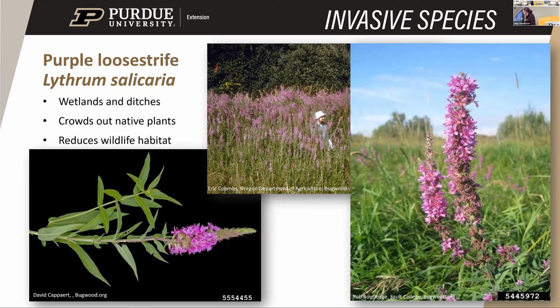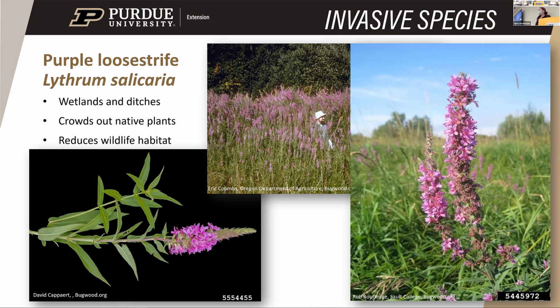Purple loosestrife is our next one. Often found in wetlands and ditches. It was introduced for use in landscaping and for bees and was inadvertently spread from the ballast water of ships. So that happens. And it escaped into the wetlands and quickly crowded out our native vegetation.